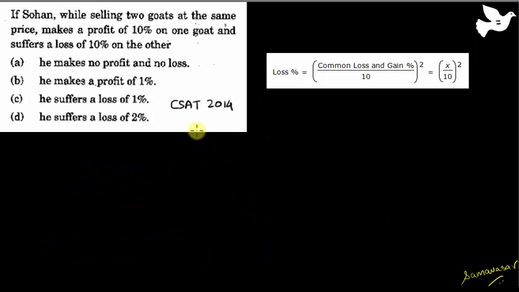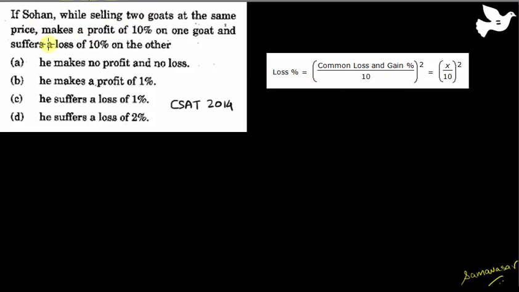Now let's do a question which appeared in CSAT 2014. If Sohan, while selling 2 goats at the same price, makes a profit of 10% on one goat and suffers a loss of 10% on the other, what is the total loss or profit on the transaction? Now this is a very frequently occurring exam question, so I'll just give you the formula up front and then we'll see how we actually get this answer.